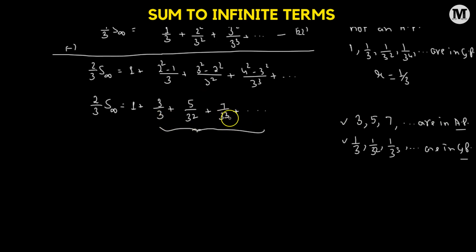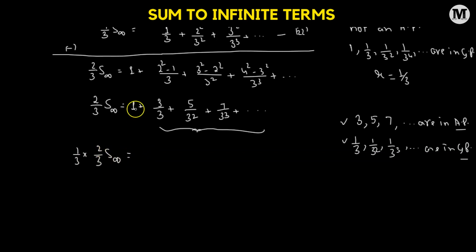So now that we have converted our original series after subtraction to an Arithmetico-Geometric series, only a certain portion of it, we are going to proceed by multiplying each term again with the common ratio of the geometric progression, which is 1 over 3. So we're going to take 1 over 3 and multiply it with 2 over 3 of S infinity.